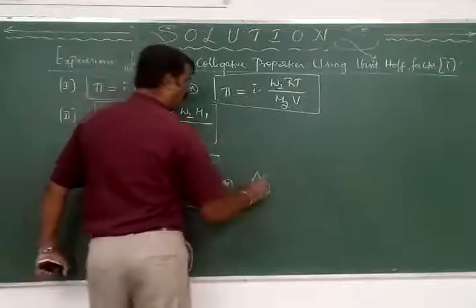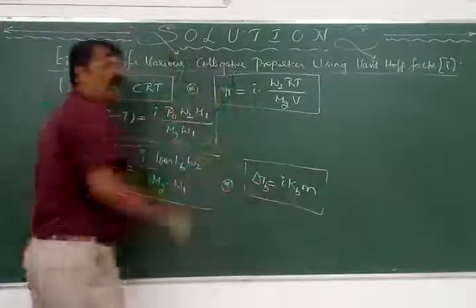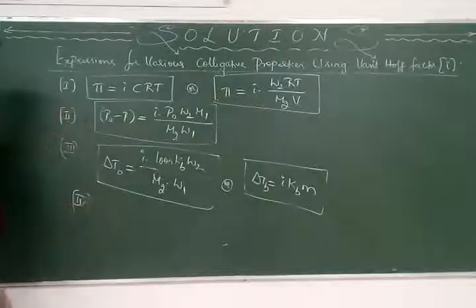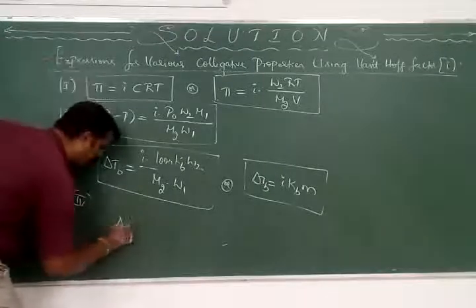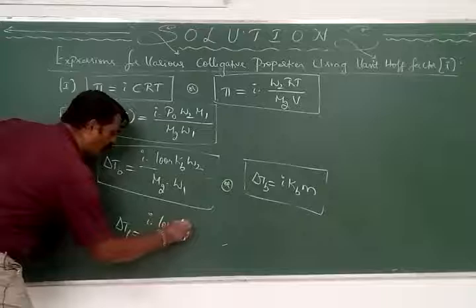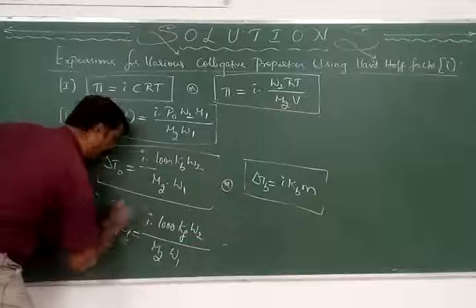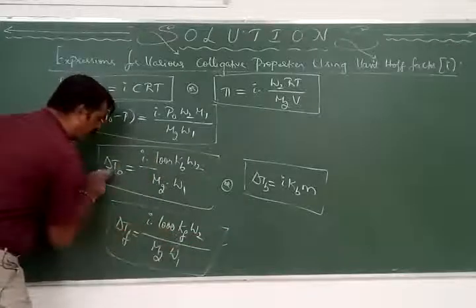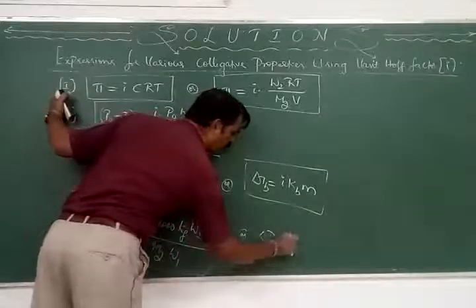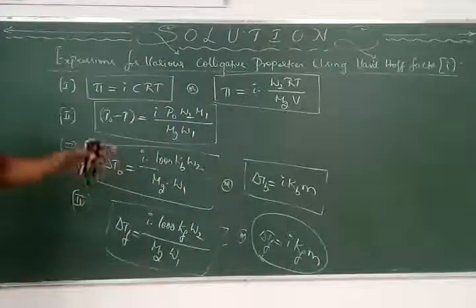There is another formula related to that. Delta TB is equal to i into Kb into m. What is m there? Molality of the solution. If we get this, then again the same thing for depression of freezing point. Delta TF is equal to i into 1000 Kf W2 divided by M2 into W1. Instead of Kb, we have mentioned Kf, and instead of delta TB, here it is delta TF. Or delta TF is equal to i into Kf into m. What is Kf here? Cryoscopic constant. m is the molality of the solution.